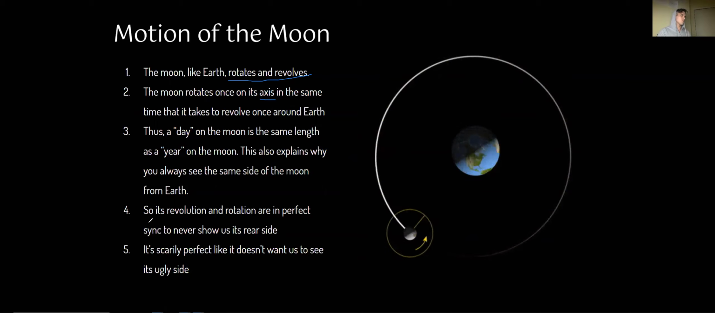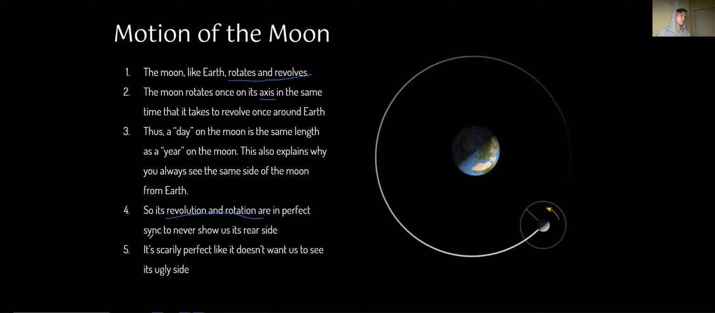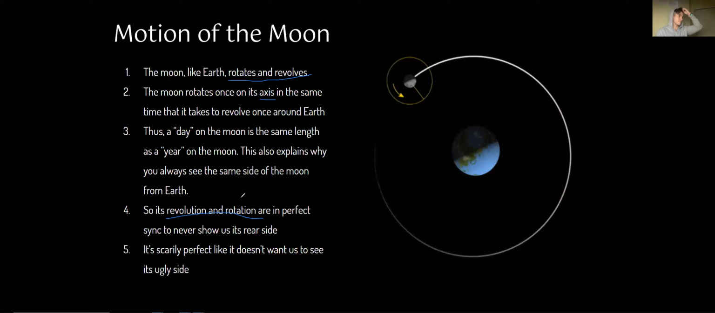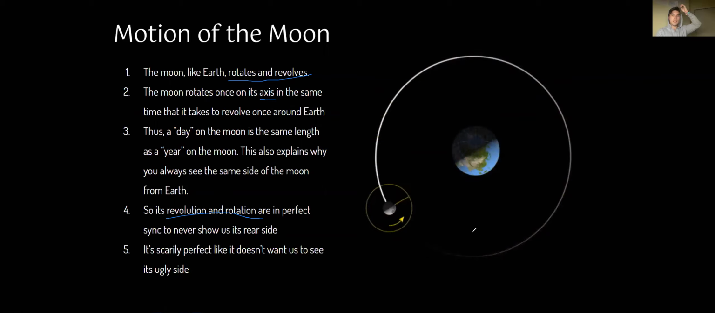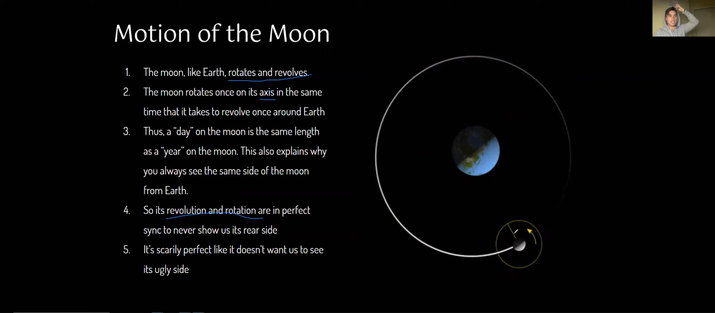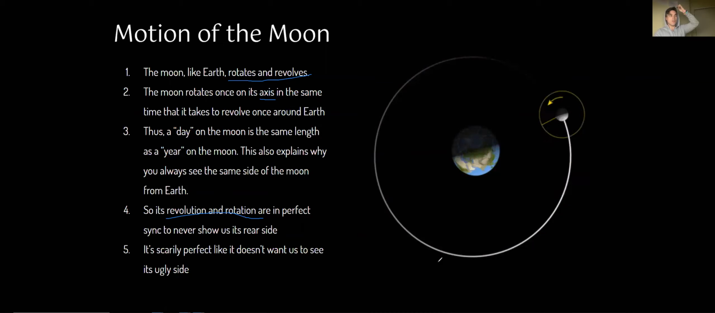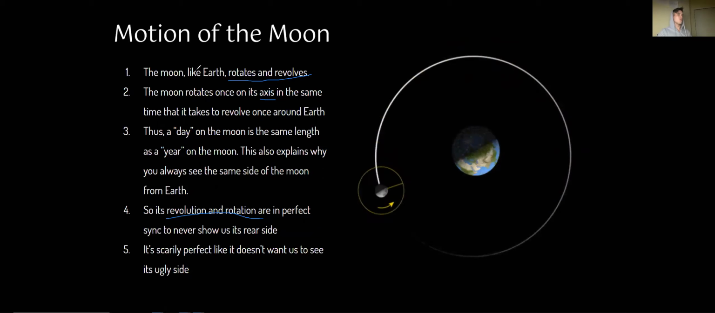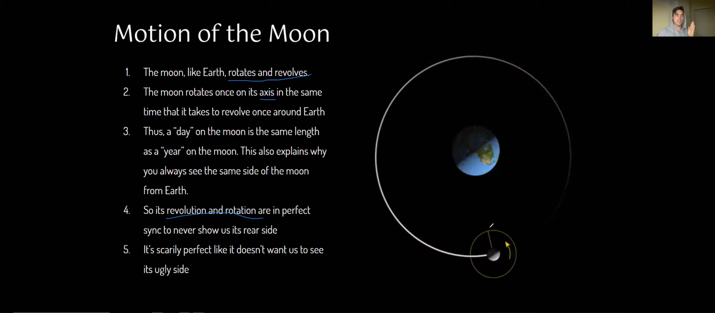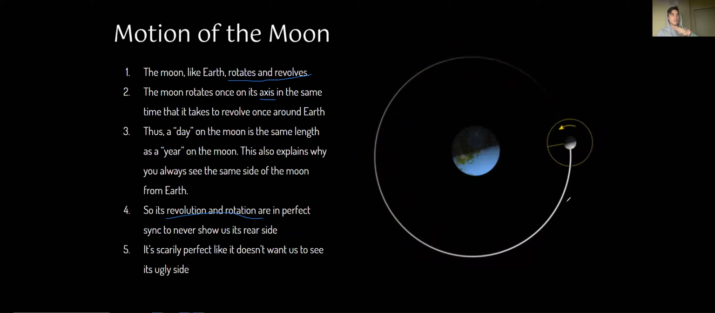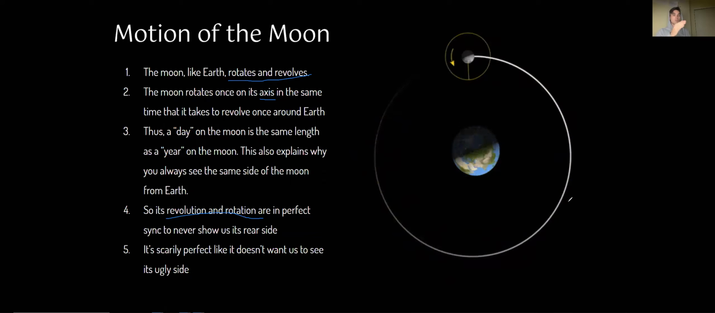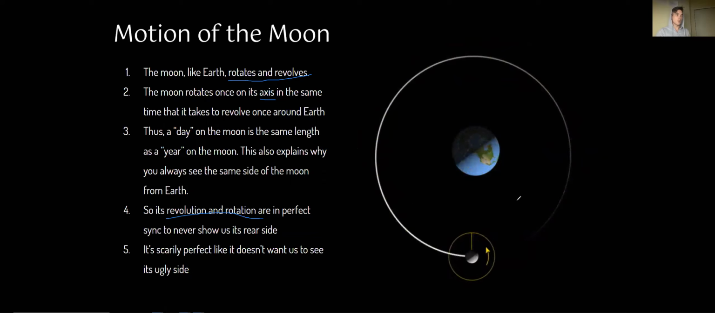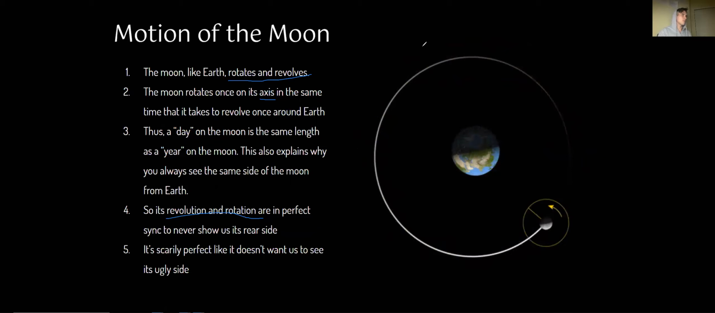So the revolution and rotation are in perfect sync. And it's weird how it's scarily perfect, but it takes 29.5 days to completely go all the way around. And we'll get to that later. All right. So the reason why we can only see the near side of the moon is because its rotation and revolution are in perfect sync, so one side is always facing us. Only one side.